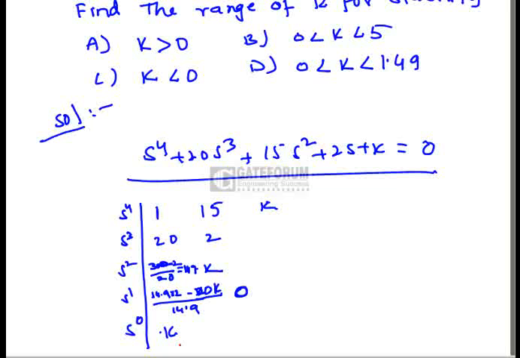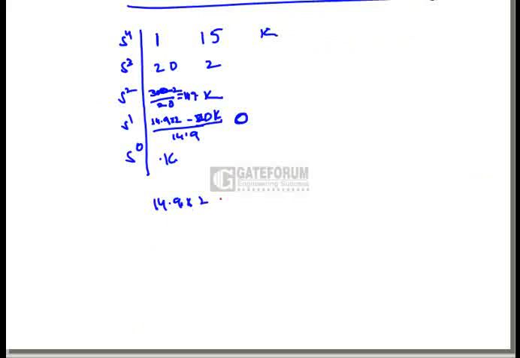Now to decide whether the system is stable or not, if you observe the first column of the Routh-Hurwitz table, all coefficients should be positive. If you get positive coefficients, then the system will be stable. Now 1 is positive, and 20 is also positive. Here 14.9 is also positive, and if you come to s power 1, the 14.9 into 2 minus 20k should be positive. That means 14.9 into 2 minus 20k should be greater than 0, then only it is positive, and the s power 0 coefficient is k, so this is also required to be positive.